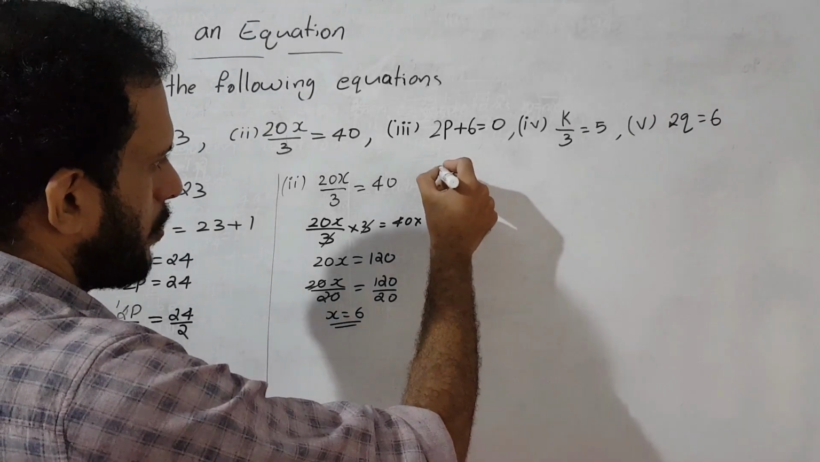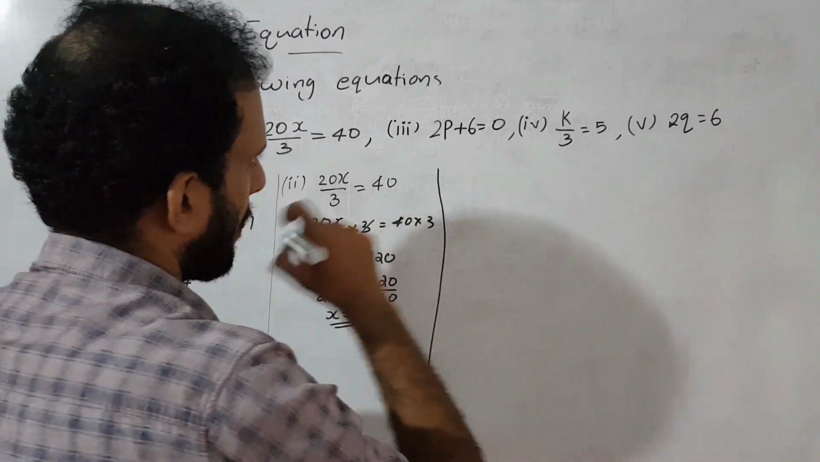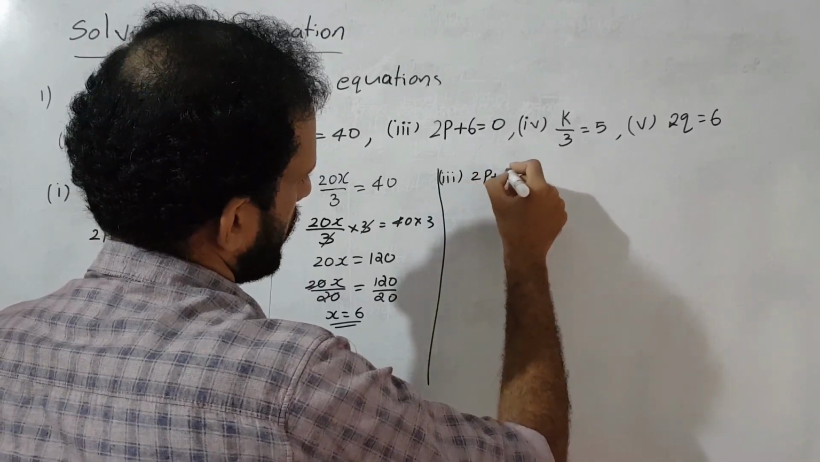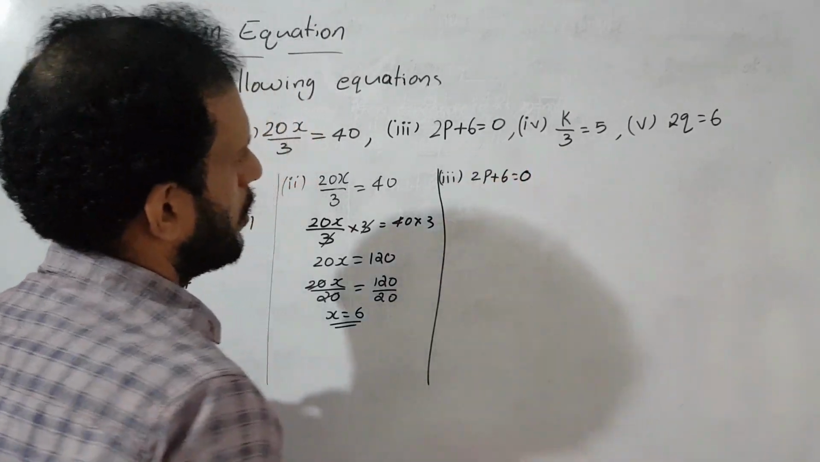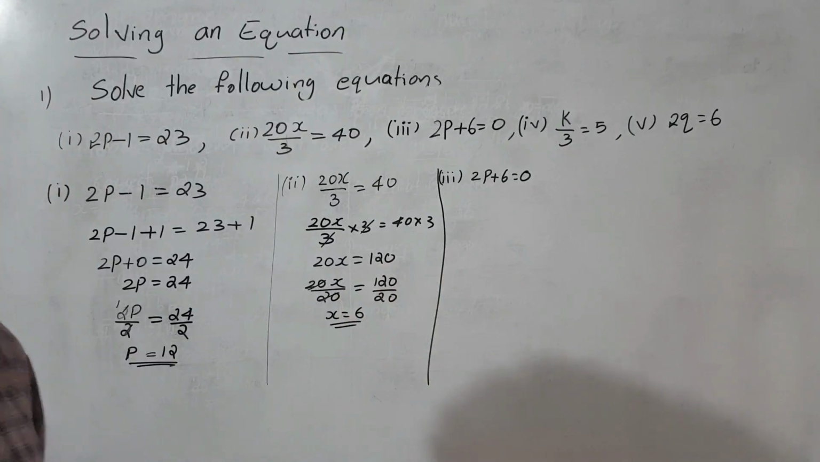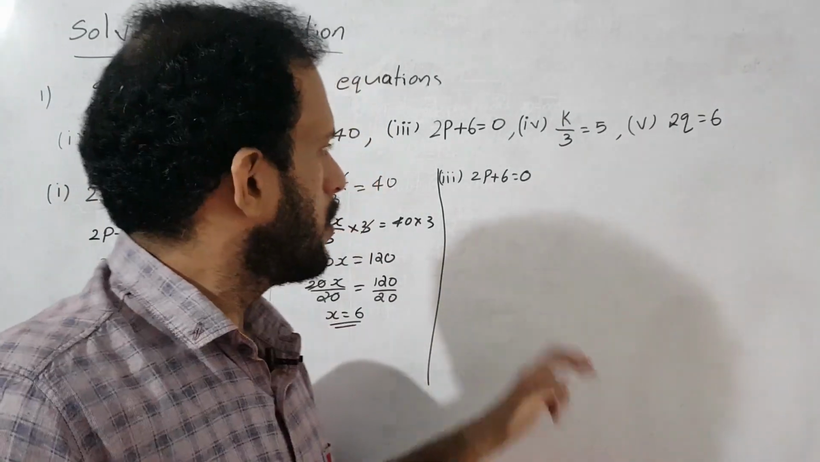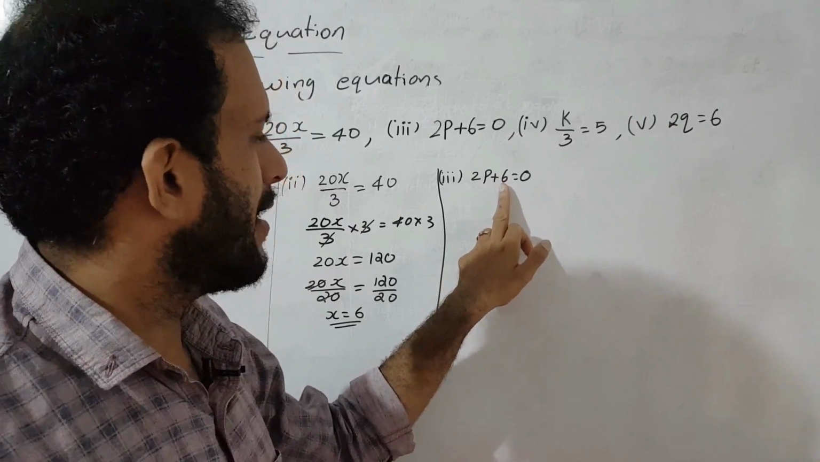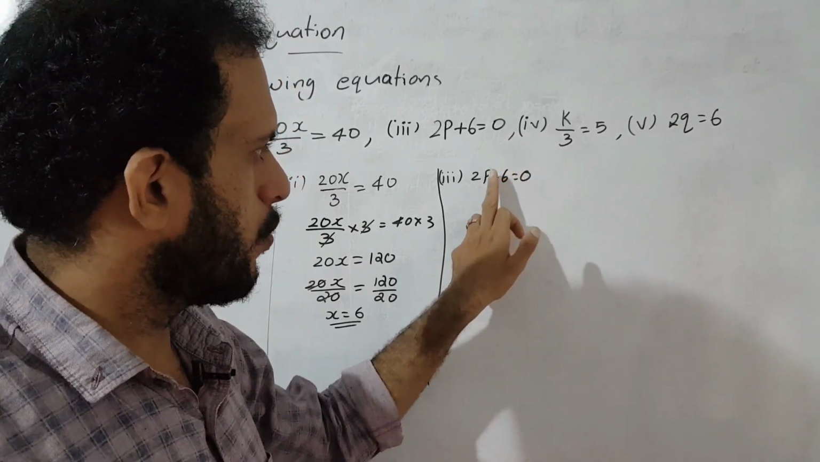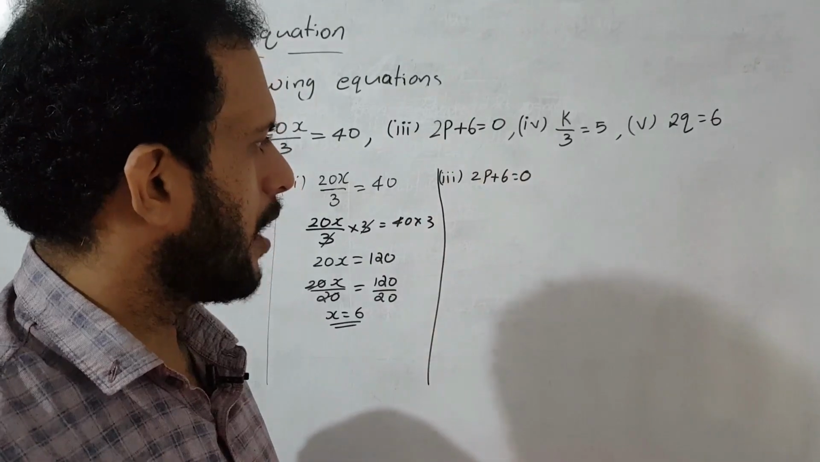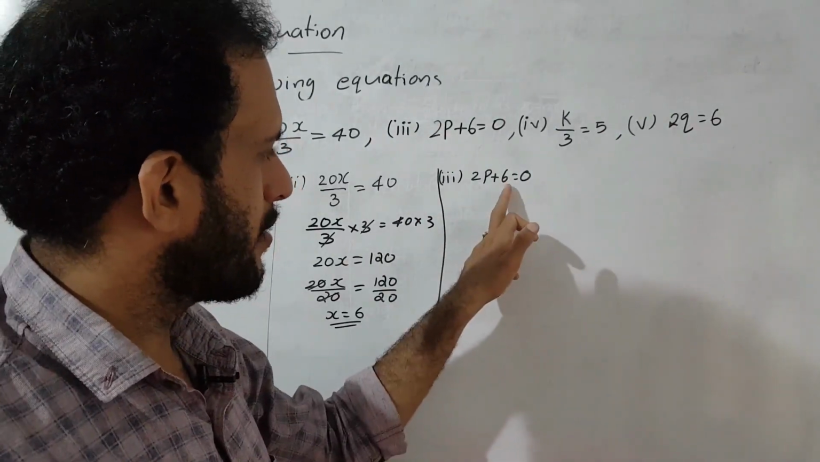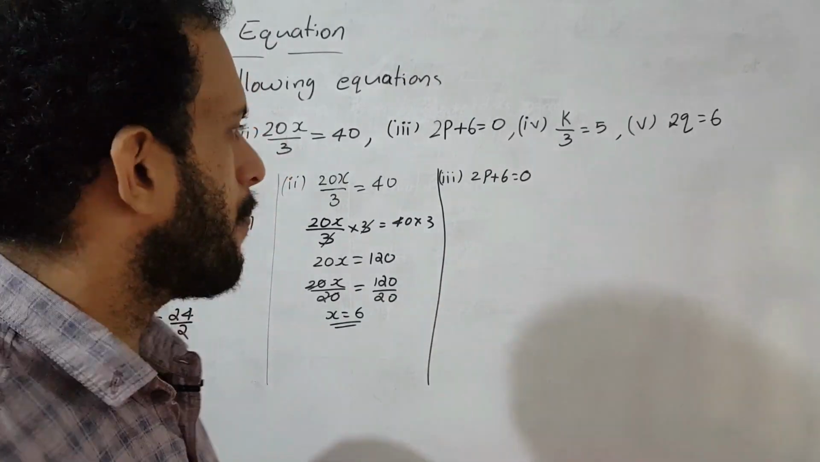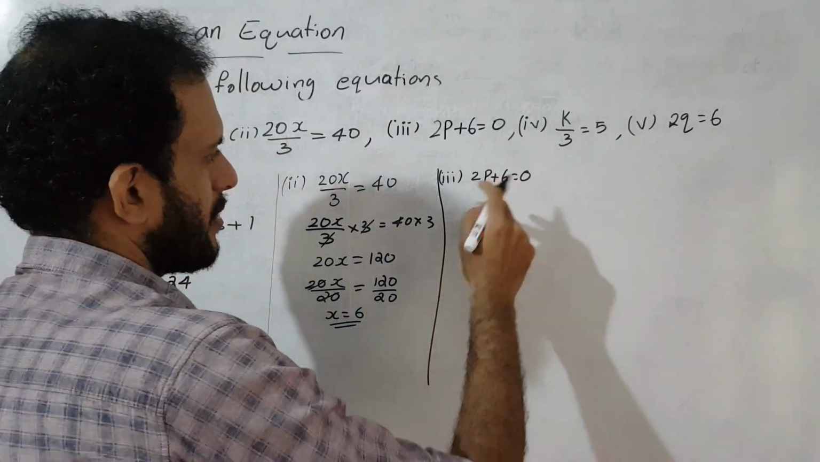Then next we go to the third one. 2p plus 6 is equal to 0. Here also we have two terms, one term containing the variable and the other term not containing the variable, correct. First we need to remove 6. Now 6 here is being added, so we subtract, correct? We subtract the same number from both sides.